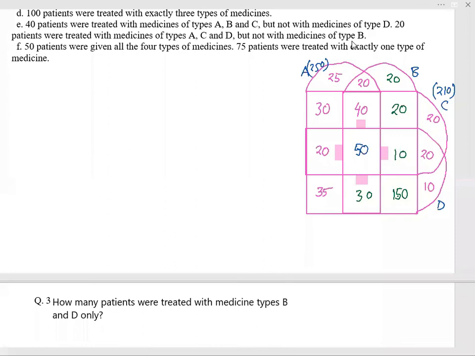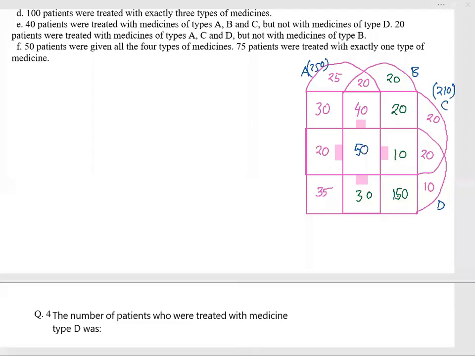Now question number 3. It says how many patients were treated with medicine types B and D only? B and D only. B is this, D is this. B and D only will be this one. So the answer for this question will be 150. Understanding of this entire Venn diagram would be sufficient to answer this.